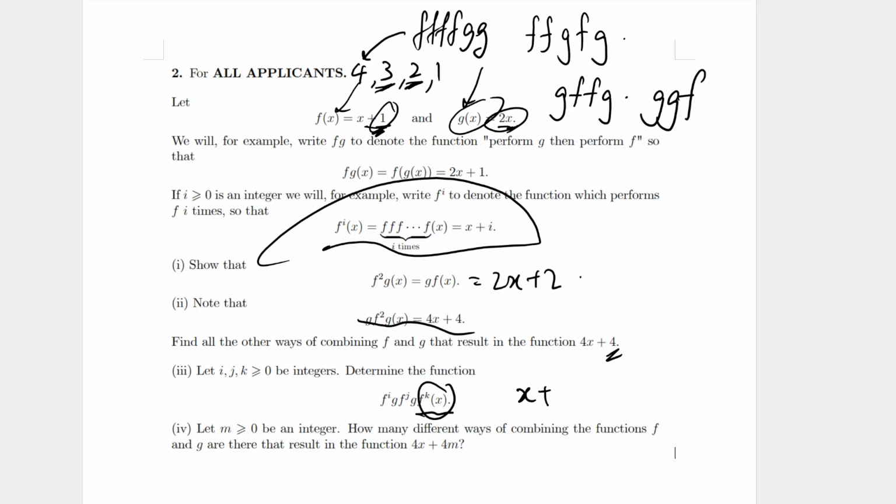I do g on that, so I multiply that by 2. Then I do this thing plus j, by the example again, and I apply g, and I add i. Do we agree?